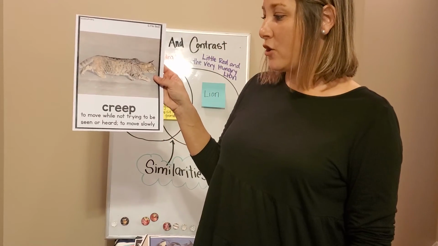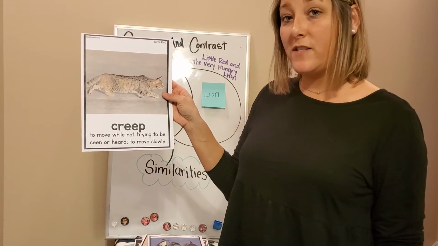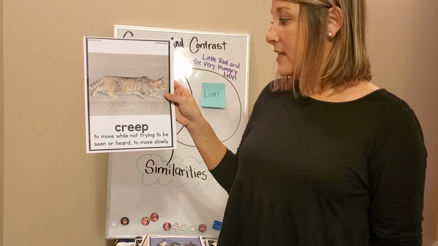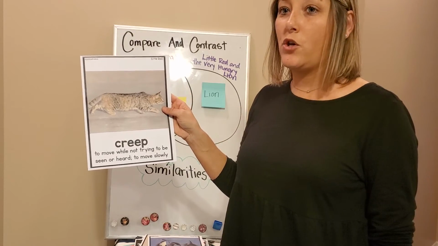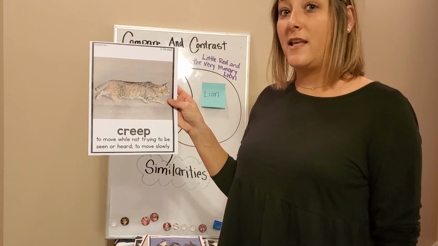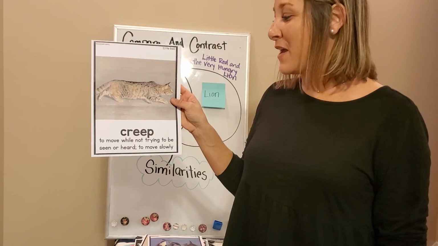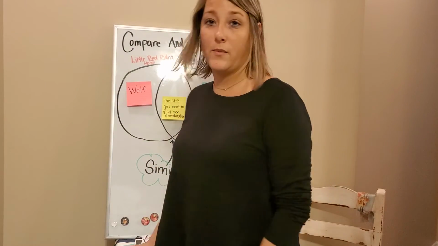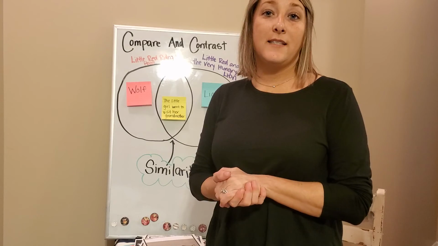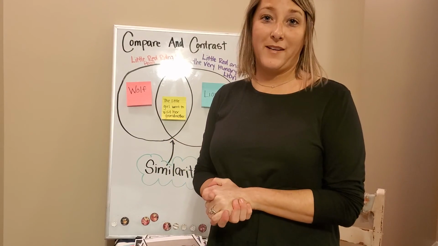And creep. To move while not trying to be seen or heard. To move slowly. This cat is low to the ground and it's creeping, moving very slowly. So I might say, will you creep over there and see what Briggs, my dog, is doing because he's barking. So this is a review of the words that we have for the week. And you can do the Venn diagram sheet that we have uploaded.